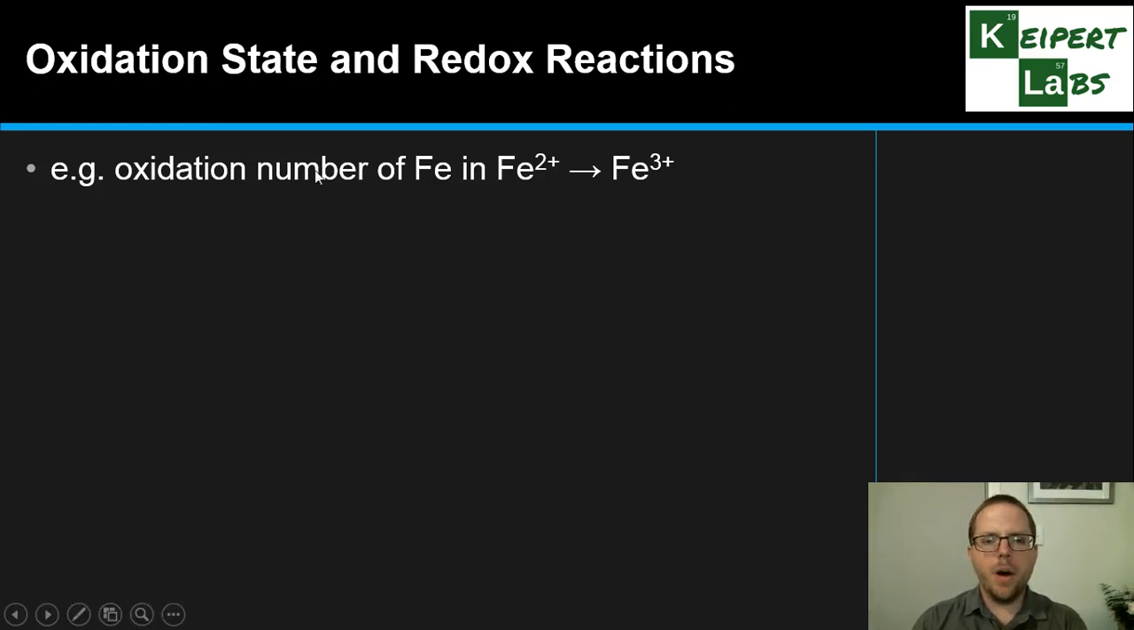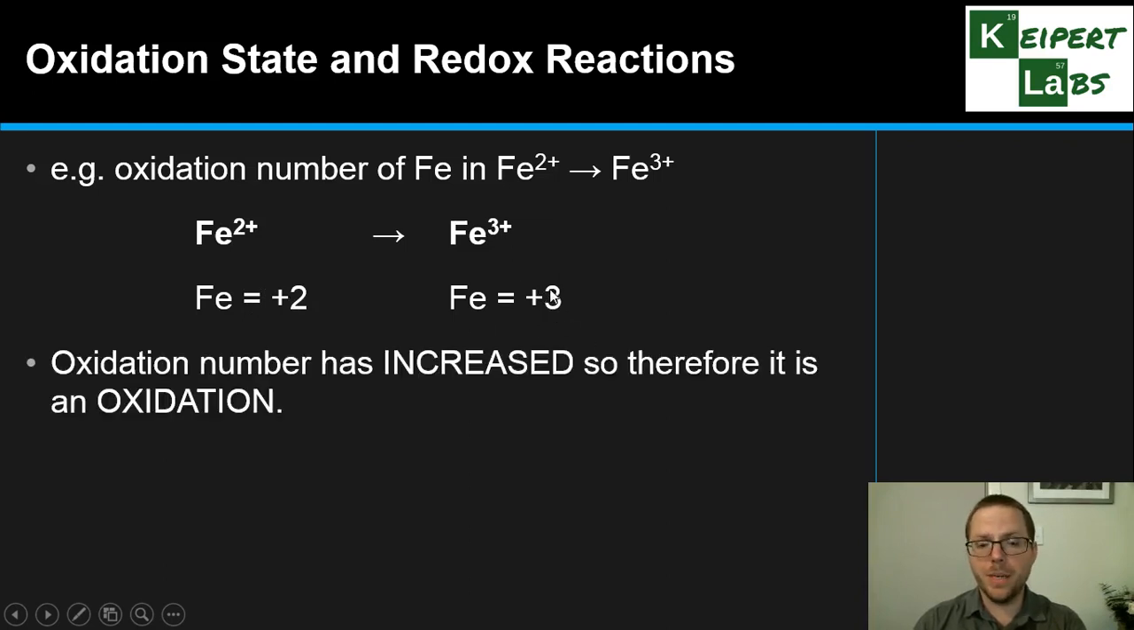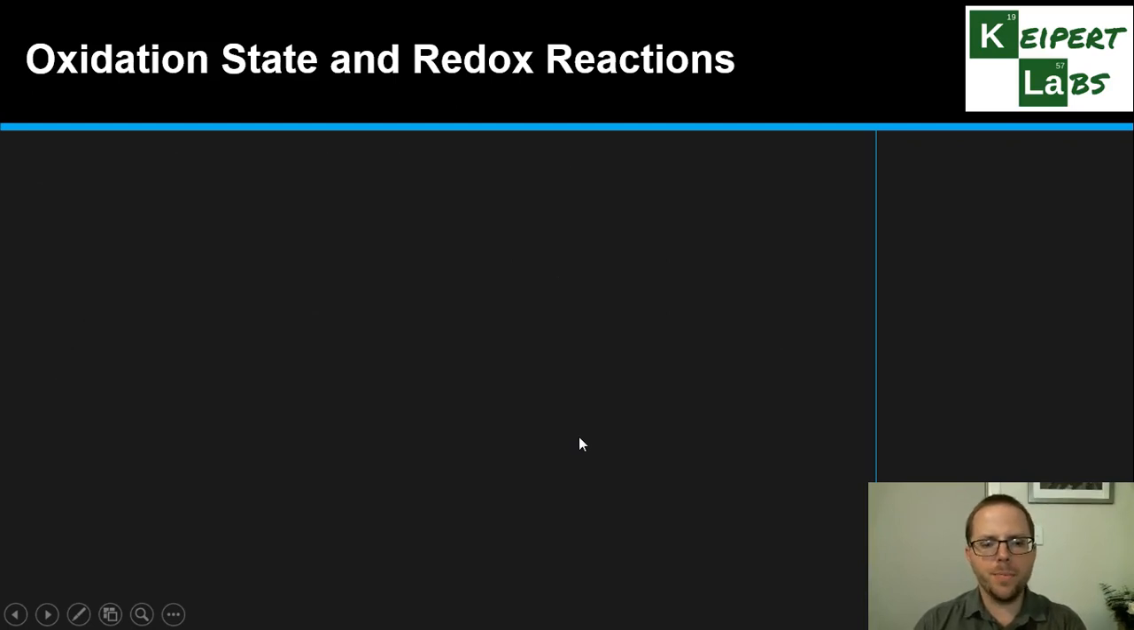Okay, so for example, just showing how this connects. If we look at the oxidation state of iron going from iron 2+ to 3+, the oxidation state at the start is +2. It increases or becomes more positive to +3. So it's increased, therefore it was an oxidation. By identifying that, we can look at how many electrons were being transferred as a result and then place them in our equation accordingly. We'll look at that in a subsequent video.